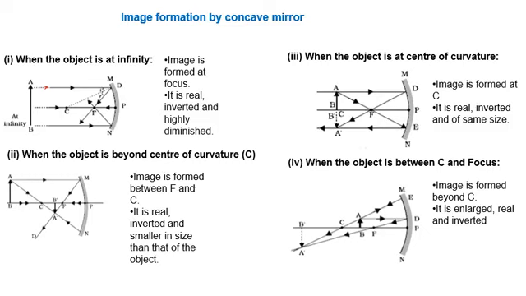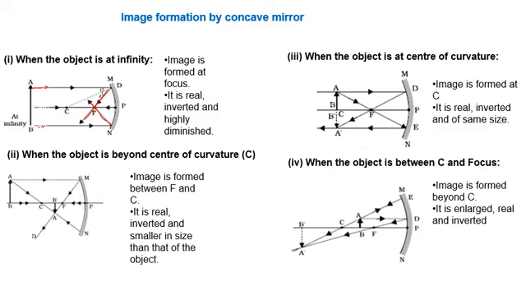When we have to show that the rays are coming from infinity, we draw two rays parallel to the principal axis, right? After reflection, we use the first rule: it passes through the focus. When it passes through the focus, the image at the focus is a point size image.